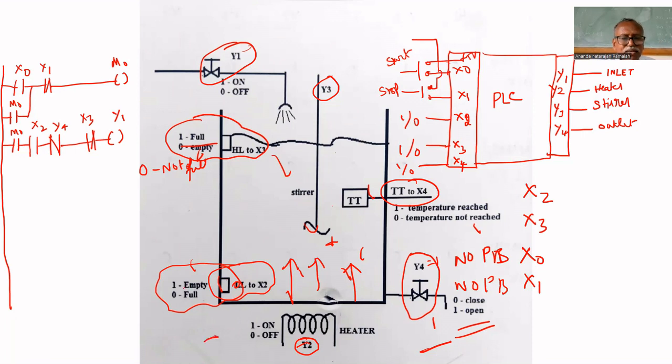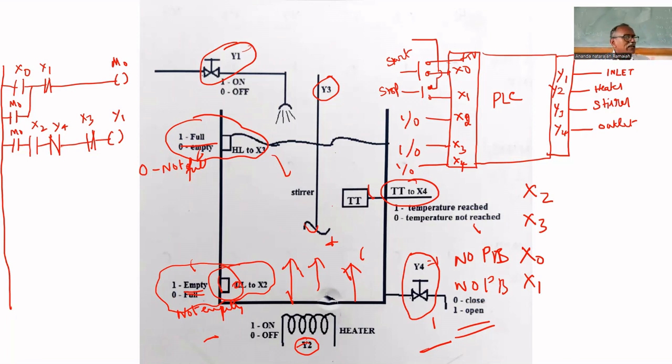Not full, not empty. Here we have to write not empty. Not empty means it gives 0. Empty means it gives 1. Full means it gives 1. Not full means it gives 0. That way we have to write. The diagram is not correct.